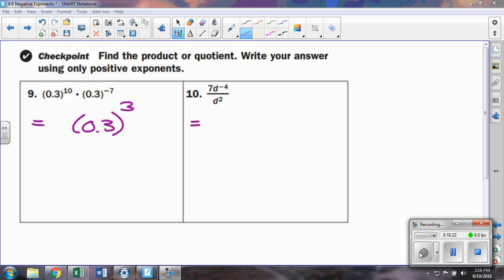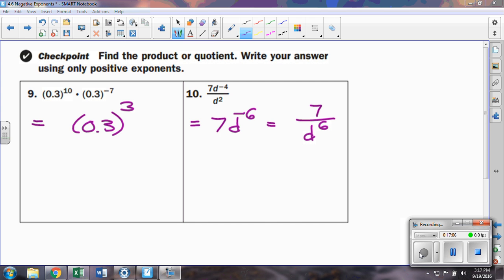For question number 10, the 7 is already in the numerator. We'll leave that alone. But then we have d to the negative 4 divided by d squared. We know that we have to subtract then. So negative 4 subtract 2. Negative 4 subtract 2 would equal negative 6. But since we have to have a positive exponent, we could then take that back down to the denominator, switch it from a negative 6 to a positive 6, and we're done.